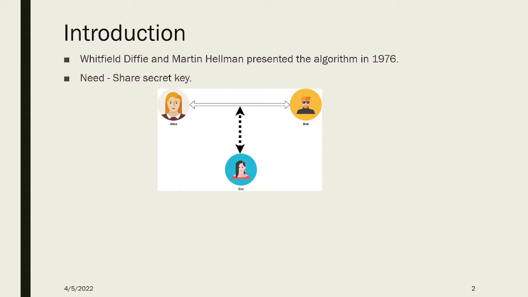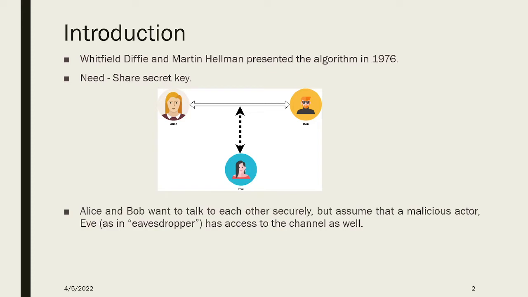Consider the scenario where Alice and Bob are communicating parties and Eve is the attacker who is targeting the secret key that is shared between Alice and Bob. Alice and Bob want to talk to each other securely, but assume that a malicious attacker, Eve, has access to the channel as well. How can we share a secret key without the knowledge of Eve? This is a question to be answered, and it can be solved with the help of the Diffie-Hellman Key Exchange algorithm.